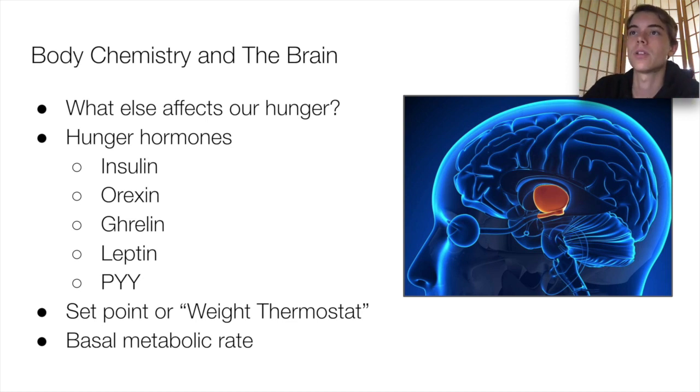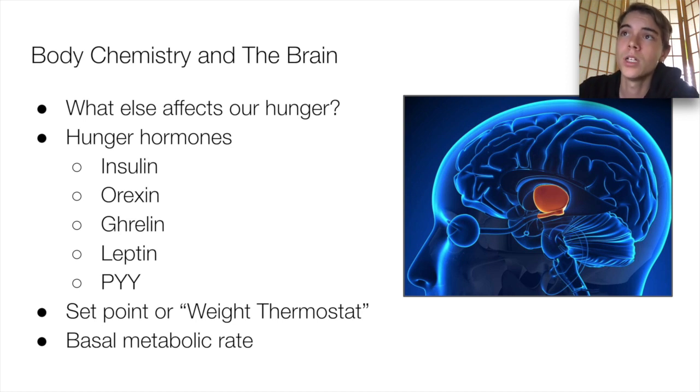And then you also have leptin, which is produced by fat cells when they're abundant and signals the brain to increase metabolism and decrease hunger. So this essentially tells the person to eat less so that they can lose the abundant fat cells and keep a certain weight within the body.